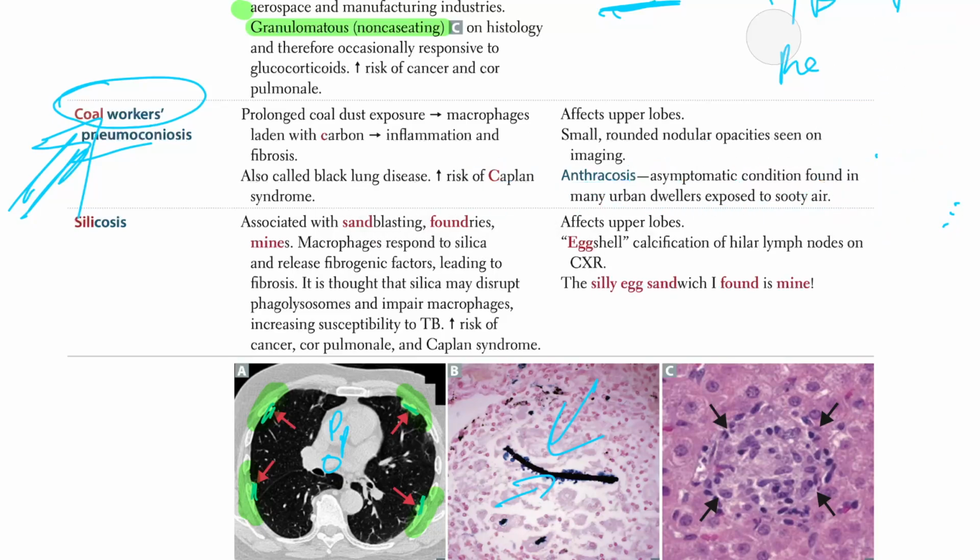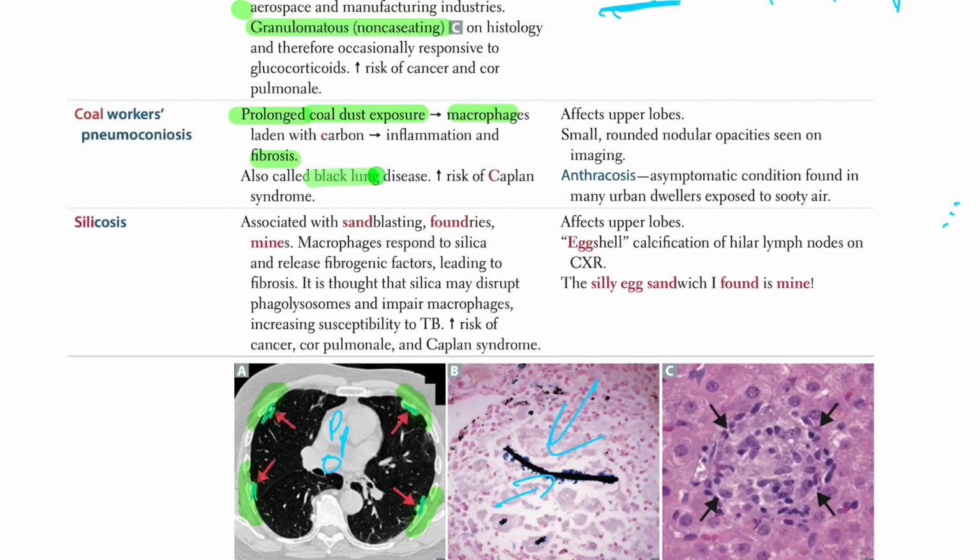Okay. So that's all we have for this one. Let's just highlight and recall the whole thing. We're talking about coal dust exposure. Prolonged coal dust exposure causes macrophages, fibrosis. It's also called black lung disease. Increased risk of Kaplan, upper lobes. On imaging, you will see small round nodular opacities. And the other disease is anthracosis, which is due to air pollution, and people will get that.